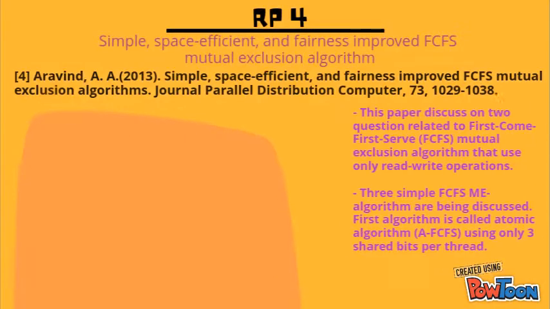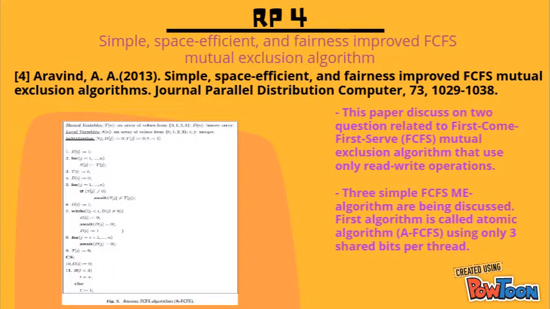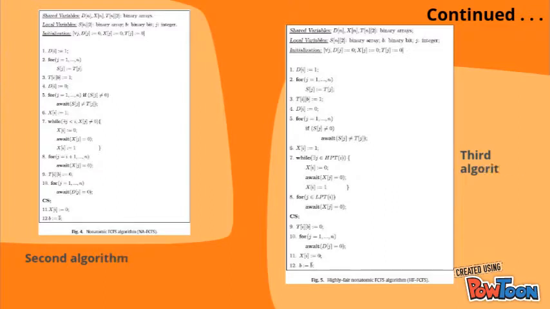Next, this paper discusses two questions related to the FCFS mutual exclusion algorithm that uses only read-write operations. Three simple algorithms are discussed. The first algorithm is called the atomic algorithm, using only three shared bits per thread. The other two algorithms are called the non-atomic algorithm and the highly fair non-atomic algorithm.